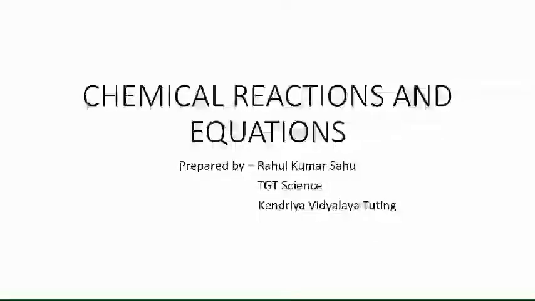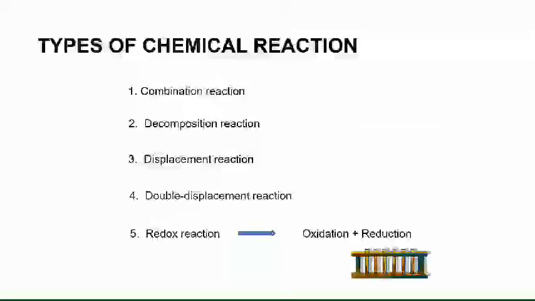Today I am going to discuss the third segment, the third part of the first chapter of your class 10 book, that is chemical reactions and equations. In this segment, I will be talking about the different types of chemical reaction. Basically there are 5 types of chemical reaction: combination reaction, decomposition reaction, displacement reaction, double displacement reaction, and redox reaction, which is also called oxidation reduction reaction. In this segment we will be talking in detail about these five different types of chemical reaction.